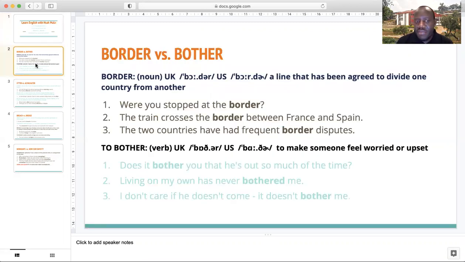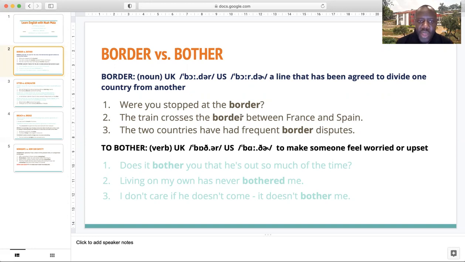I see a lot of people when they're writing online, when they want to say something is bothering them, that is to mean something is worrying them, they go and use this word border, which actually means a boundary between two countries, and that is absolutely wrong. So at the end of this, you should be able to clarify this. First, border. It is a line that has been agreed to divide one country from another. In other words, it is a boundary between two countries, okay?